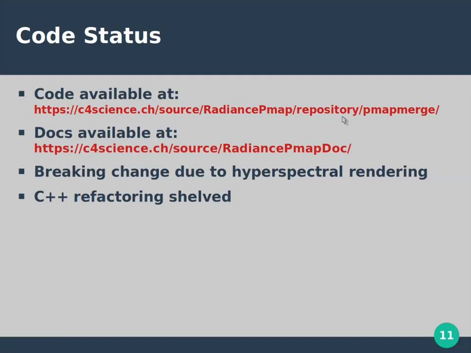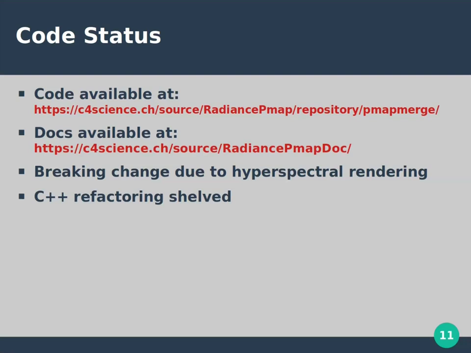Anyway, code status. The code is still in a repository, in the C4Science repository in Switzerland. This is the URL along with a second one for the current documentation, which also includes a technical report. As Greg has already mentioned, the move to hyperspectral rendering has brought about a breaking change, and I understand that photon mapping doesn't work anymore.